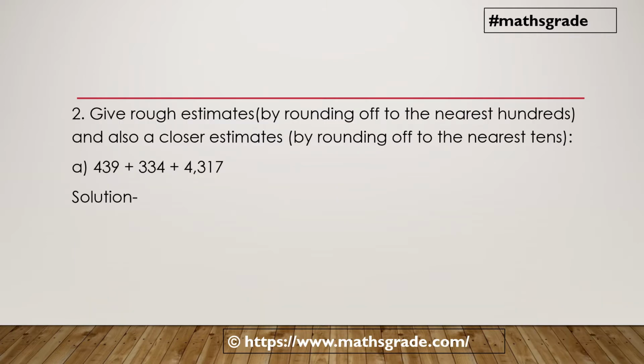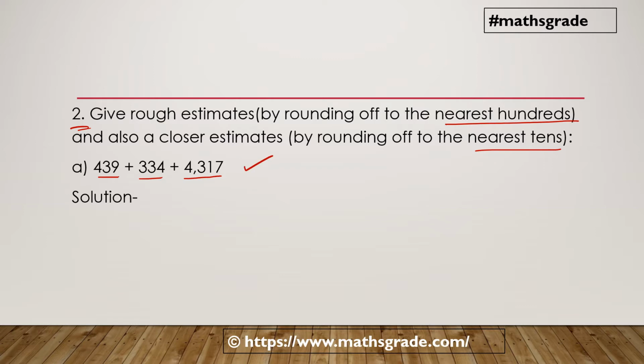Now we will solve question number 2. Question number 2 is: give rough estimates by rounding up to the nearest hundreds and also a closer estimate by rounding up to the nearest tens. First, part A is 439 plus 334 plus 4317.